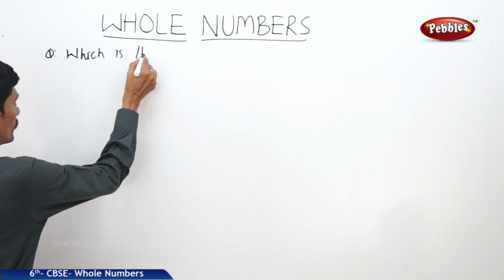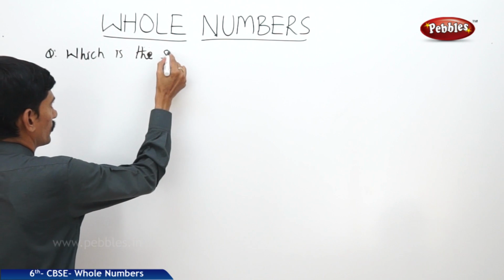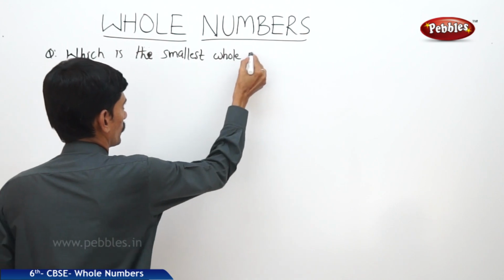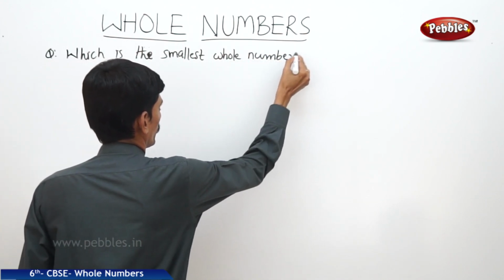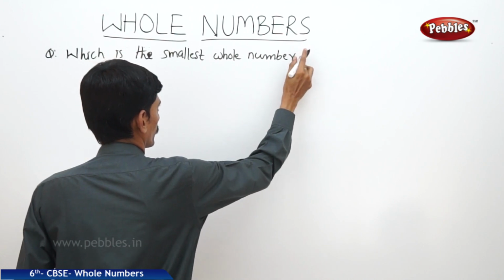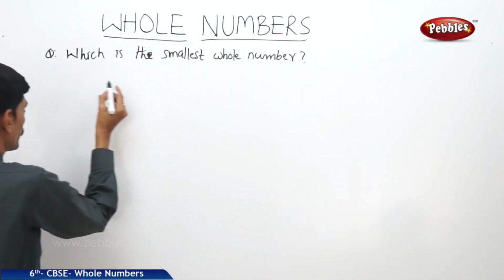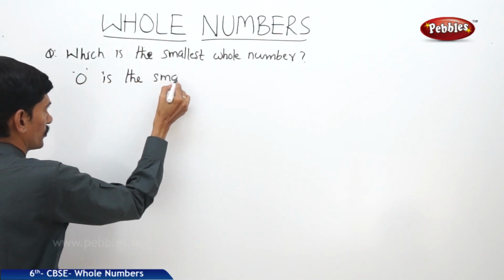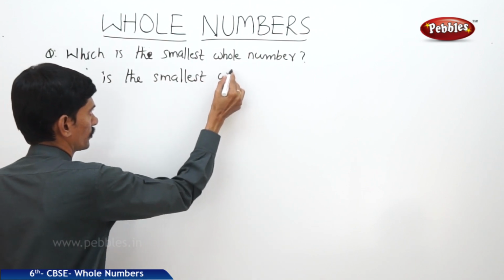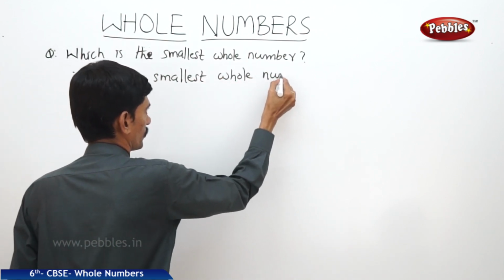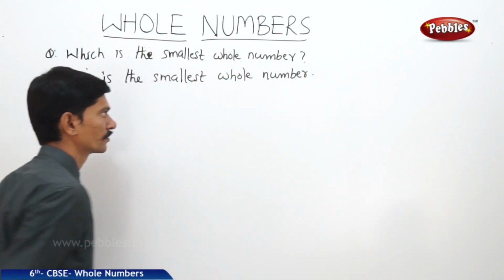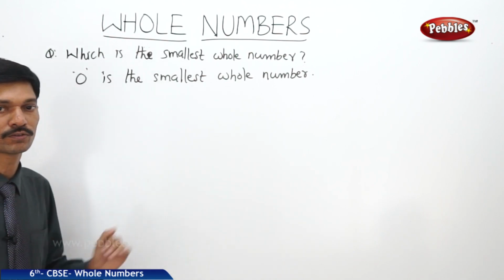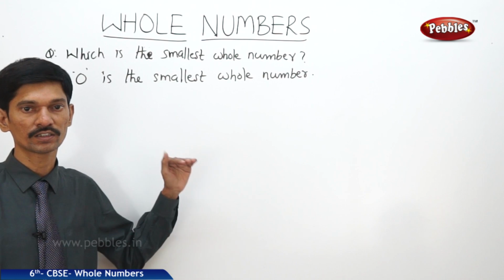Now the next question: which is the smallest whole number? So we can write that 0 is the smallest whole number. So the smallest natural number is 1 and the smallest whole number is 0. But there is no largest whole number and there is no largest natural number.